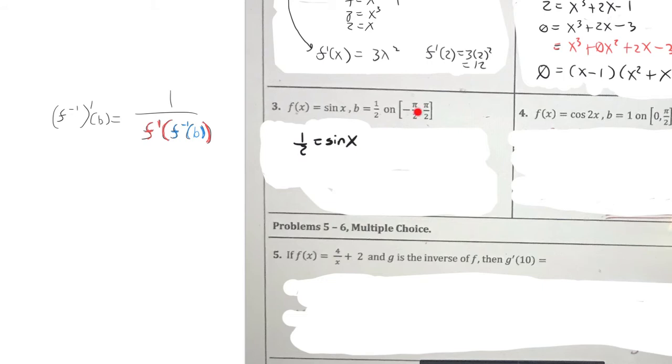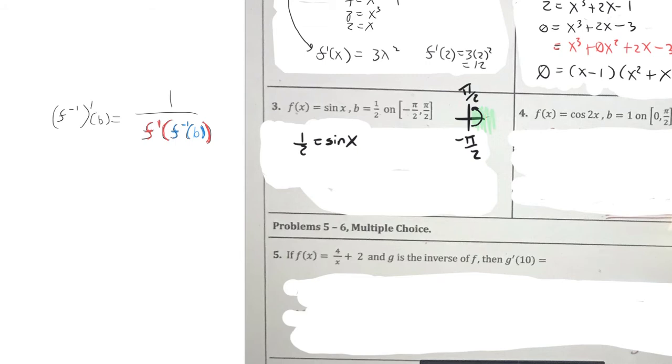Now, this is important. It says that it's on this interval from negative pi over 2 to positive pi over 2. Those of you who took trig should hopefully remember that what that really means is that we're dealing with the first and fourth quadrant, because what we're really taking into account are all the angles that go from negative pi over 2 to positive pi over 2. So it's these angles.